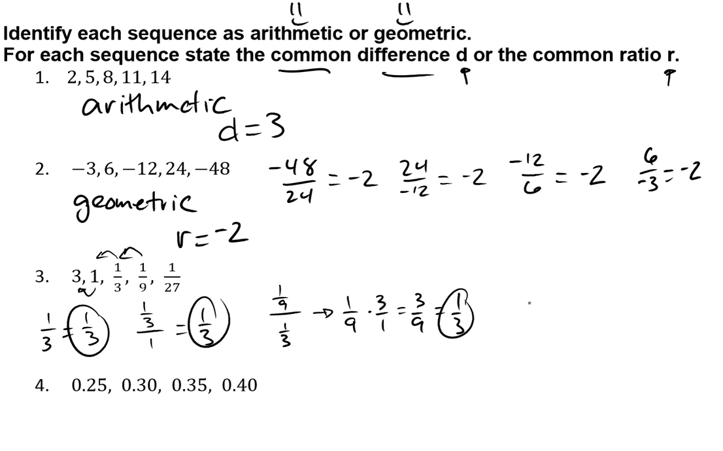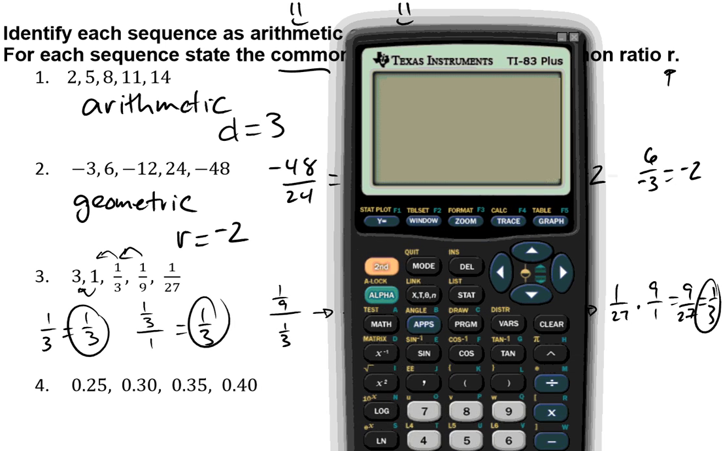I'm going to do the last one. 1 over 27, and I'm going to divide that by 1/9. That's the same as 1 over 27 times 9 over 1, which is clearly 9/27, which reduces to 1/3. So again, 1/3. And let me just take a look at this with the scientific calculator.